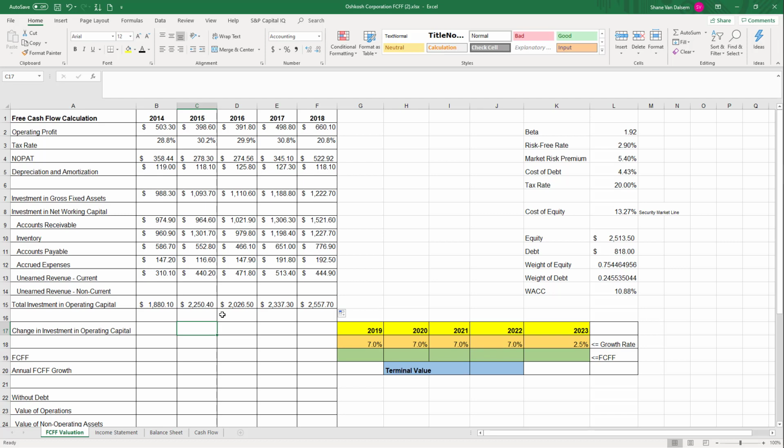So they increase their investment every year. Fairly consistent, and it's growing over time. So our change in investment in operating capital is equal to the total operating capital for 2015 minus that of 2014. And so these positive numbers here are uses of cash. They're paying out money to invest. One year that they reduced, in 2016, they reduced their amount of operating capital.